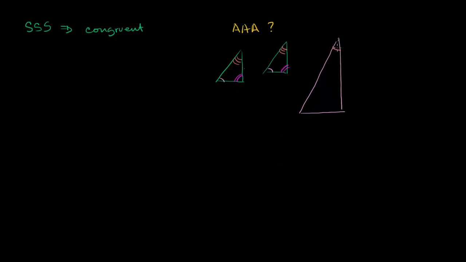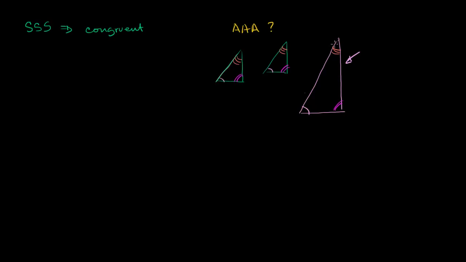That angle is congruent to that angle. This angle down here is congruent to this angle over here. And this angle over here is congruent to this angle over here. So all of the angles in all three of these triangles are the same. The corresponding angles have the same measure. But clearly this triangle right over here is not the same. It is not congruent to the other two. The sides have a very different length.